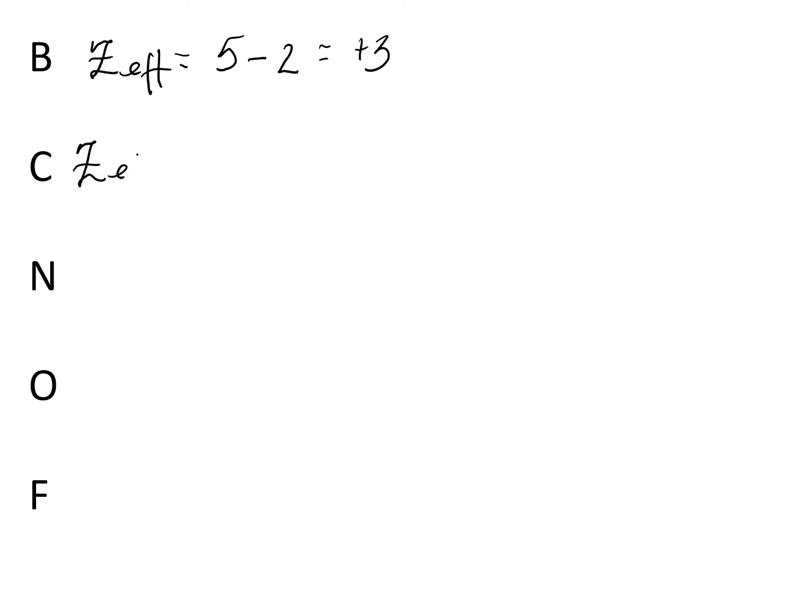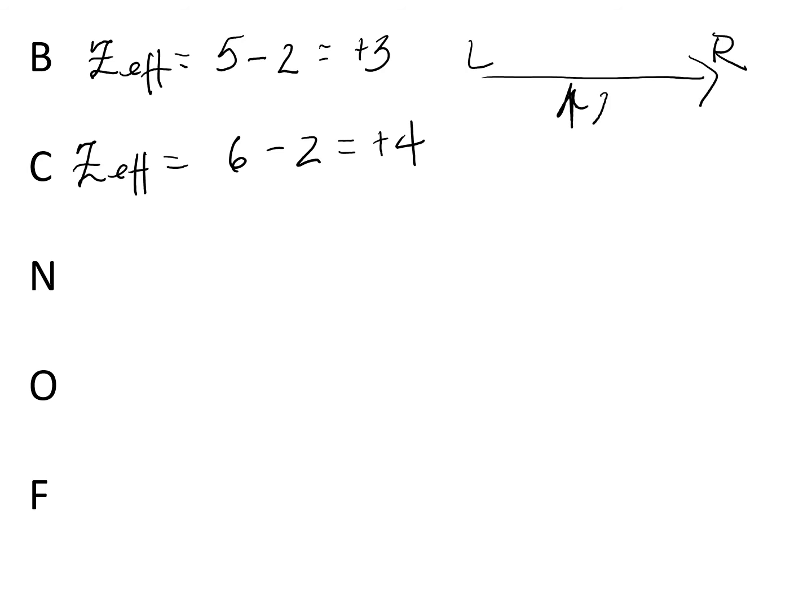Effective nuclear charge for carbon is 6 minus 2. So now we have a +4. So we're moving from left to right across the periodic table, and we see that effective nuclear charge increases. Okay. So zeta for nitrogen is 7 minus 2, so it's increased to a +5, but it's not feeling a +7.